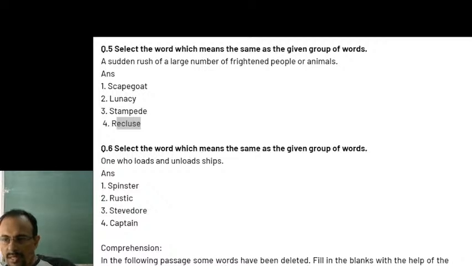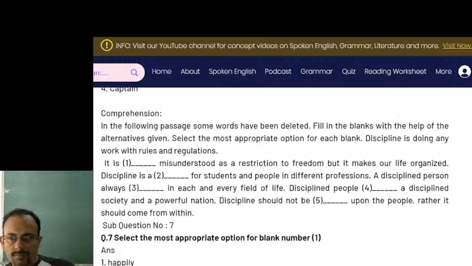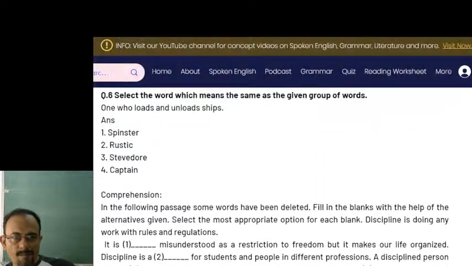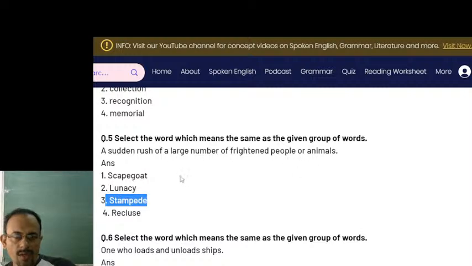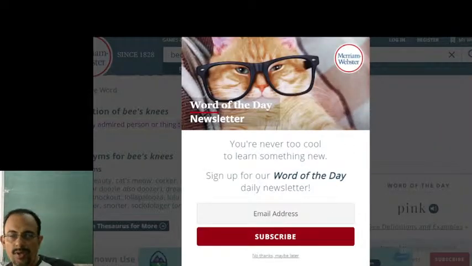Like Tanvi says 5-3, Riya says 4-3, okay, 5-3, Prakhar, so all are saying 5-3. But when you say 5-3, my question is, how do you know it's 5-3? Okay, so you are correct. Of course, stampede is the answer, but you have to see here what is the meaning of scapegoat first. What is the meaning of scapegoat?